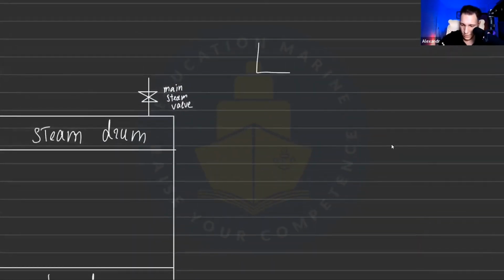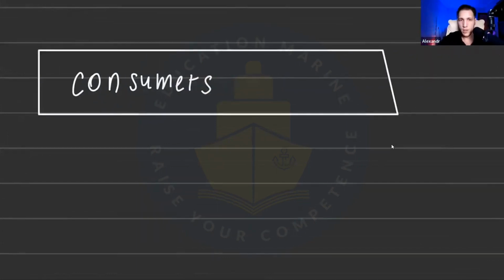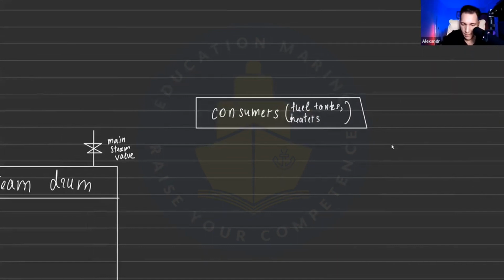So somewhere here, let's imagine that we have consumers. You can ask me, Alex, what are consumers? Consumers are maybe your fuel tanks, maybe some kind of heaters, and so on. That's actually where you use your steam. So all the steam from the steam drum goes to your consumers, like for fuel tanks, oil tanks, sludge tanks, dirty oil tanks, all kinds of tanks that we have.